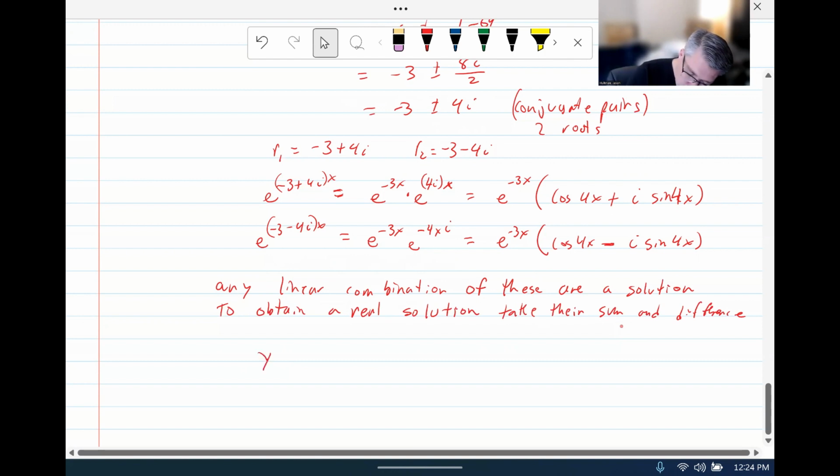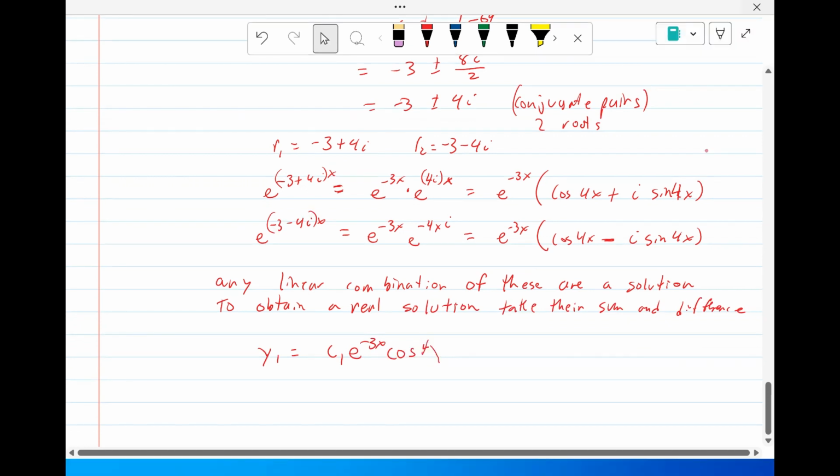Okay, such that y1 would equal c1 e to the negative 3x times cosine 4x, and y2 is equal to c2 e to the negative 3x times the sine of 4x.